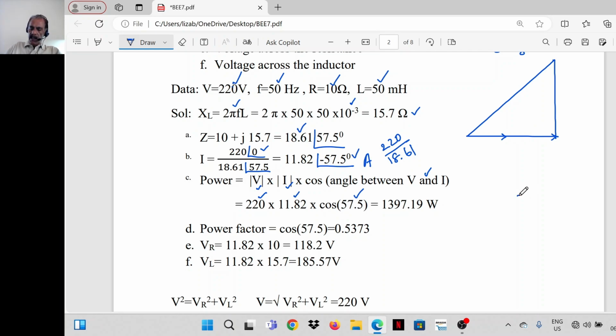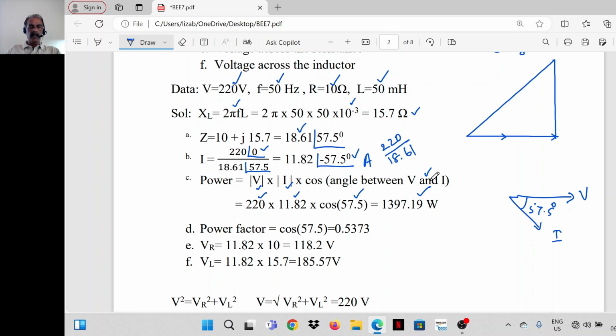So voltage we are taking as the reference. Current is lagging behind the voltage by an angle of 57.5 degrees. So the angle between voltage and current is 57.5. So 220 into 11.82 into cos 57.5, we get it as 1397.19 watts. That is the power consumed by the circuit.